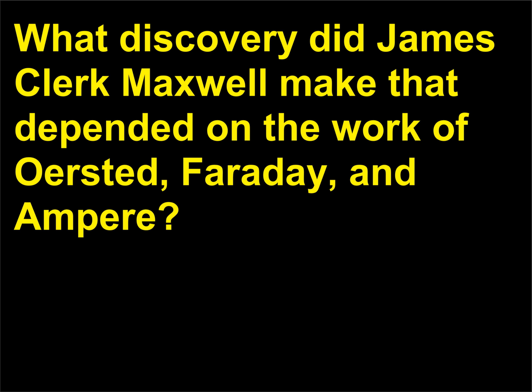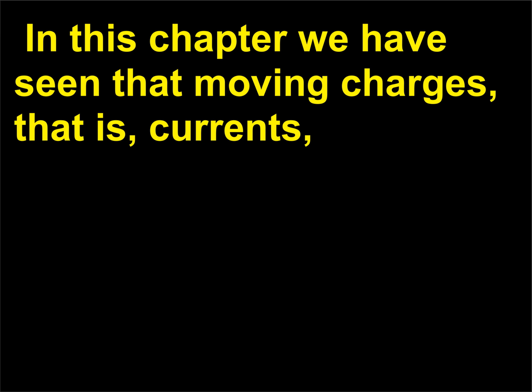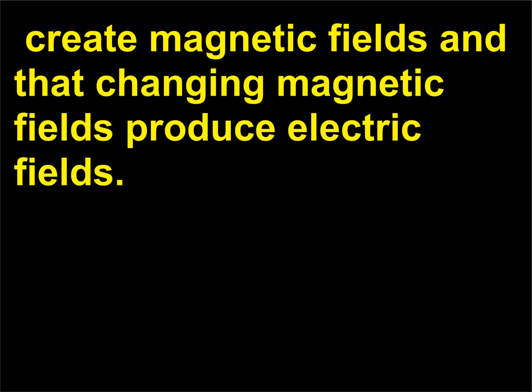What discovery did James Clerk Maxwell make that depended on the work of Ørsted, Faraday, and Ampere? In an earlier chapter we have seen that charges create electric fields. In this chapter we have seen that moving charges, that is, currents, create magnetic fields and that changing magnetic fields produce electric fields.